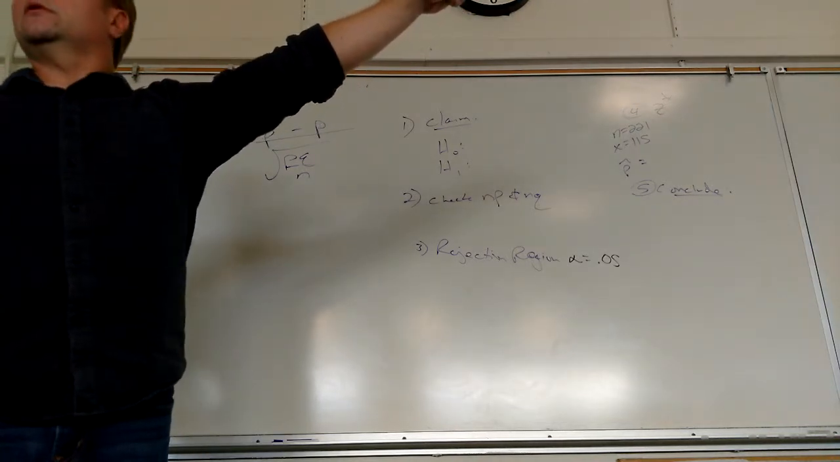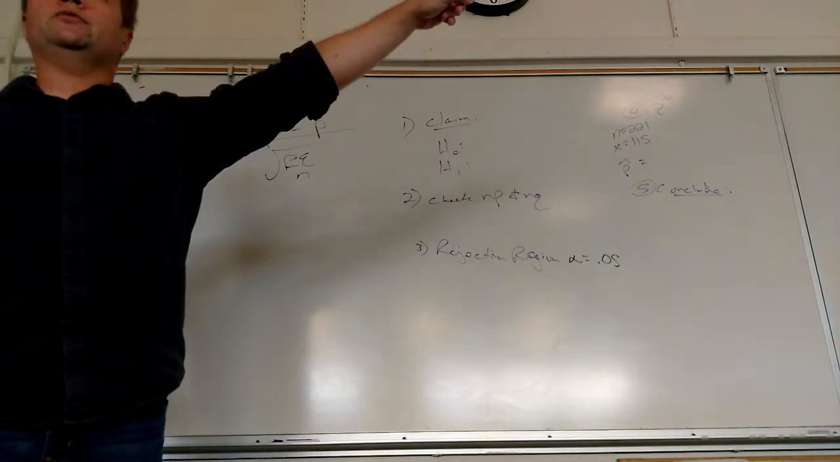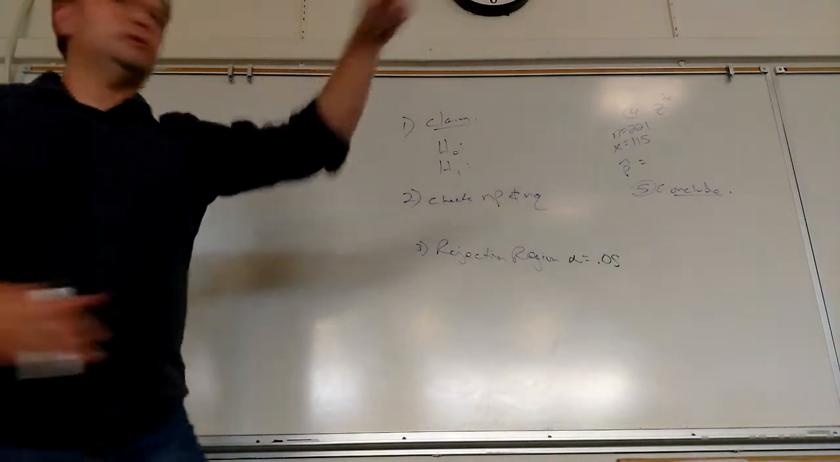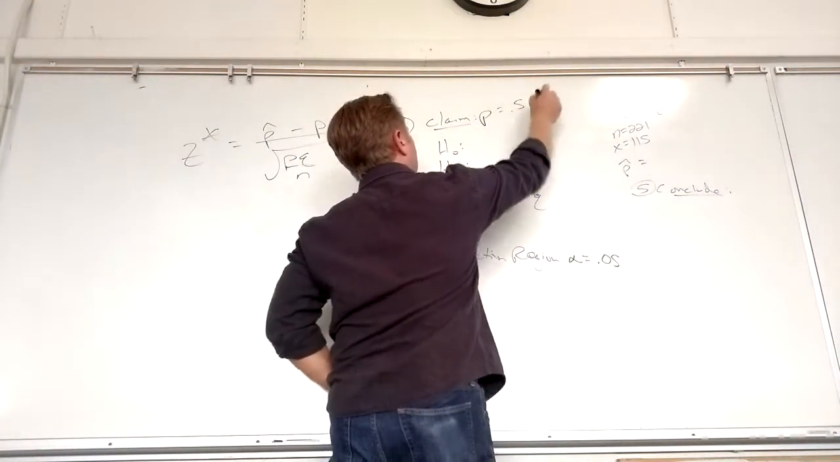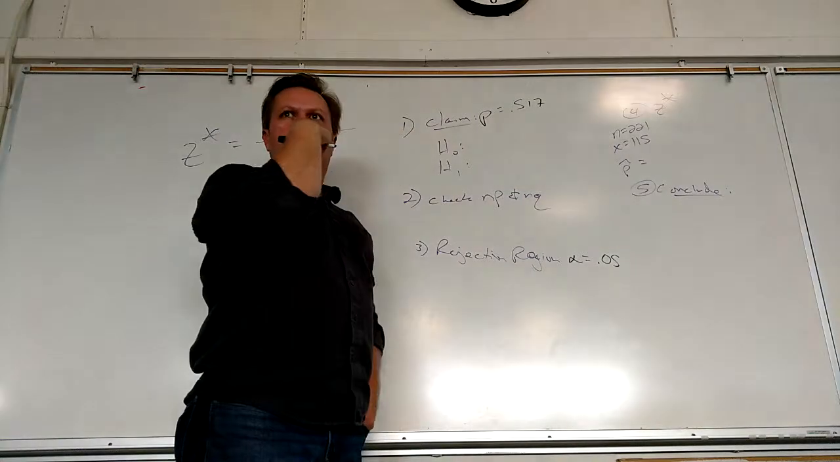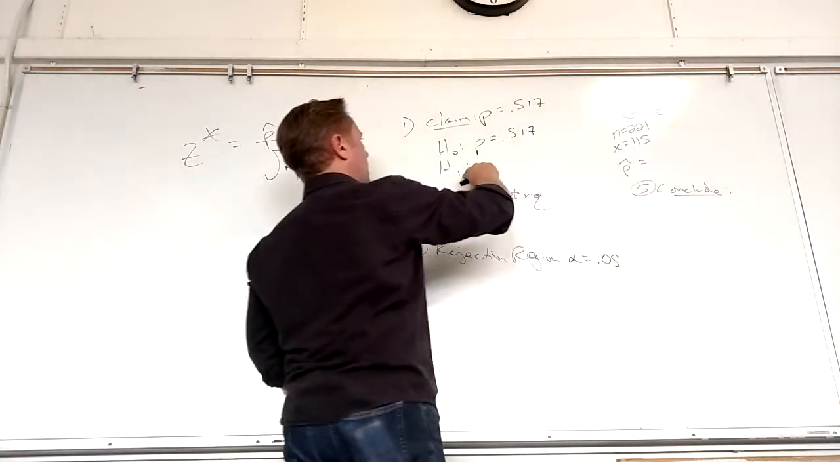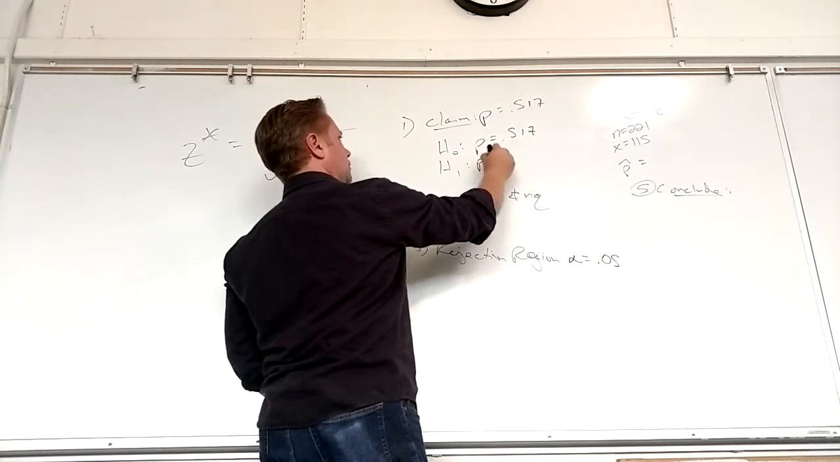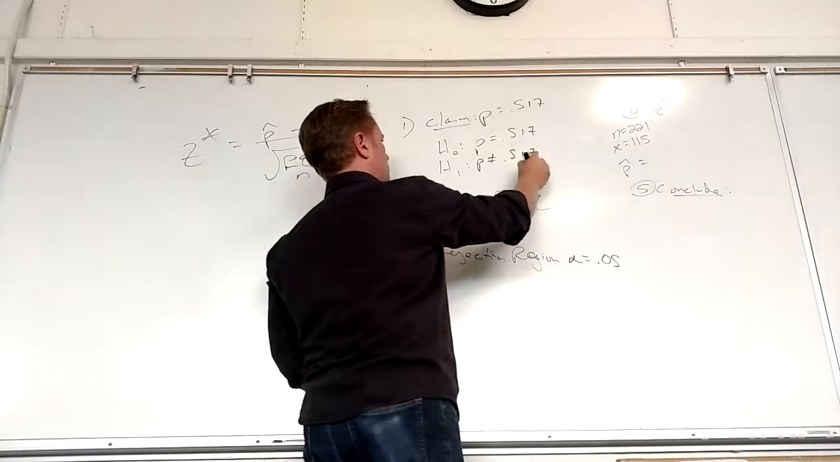Equals 0.5. Yeah. So it is 51.7%. That's the claim, right? So the claim would be P equals 0.517. So where's that going to go? So what's the H0 going to be? So we're going to have a one or a two-tail test? Two-tail test.